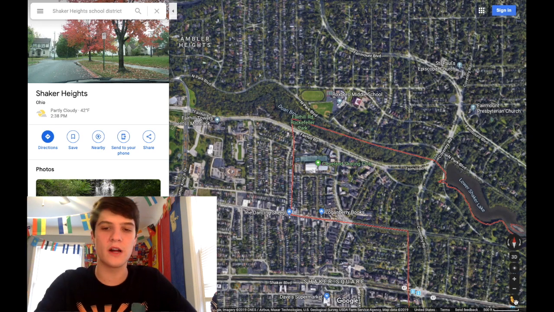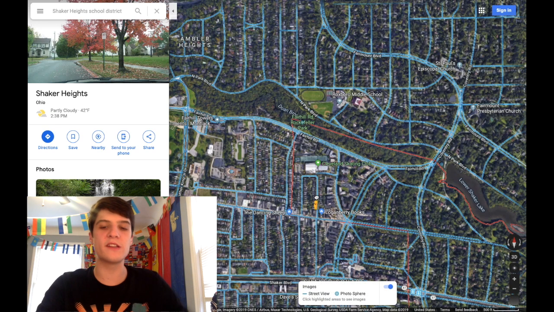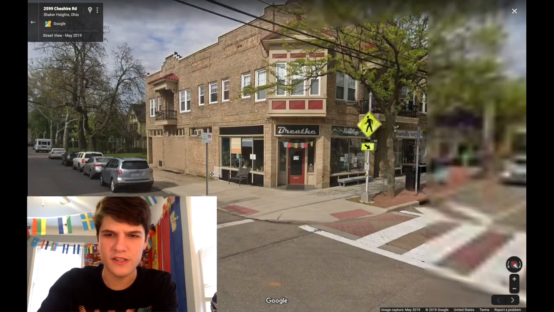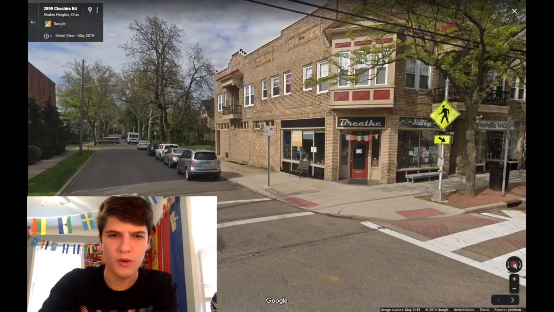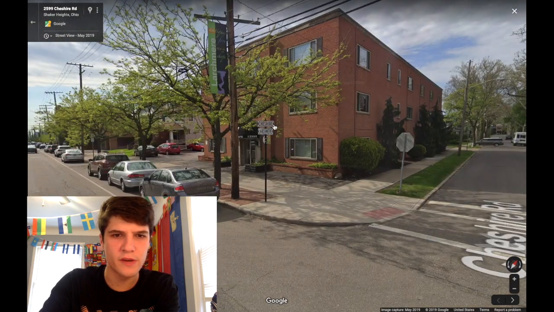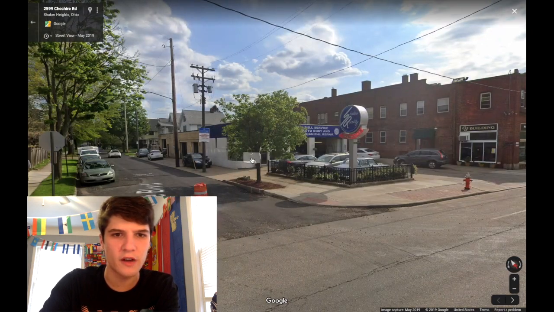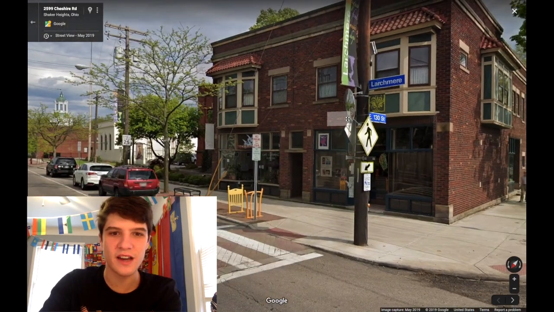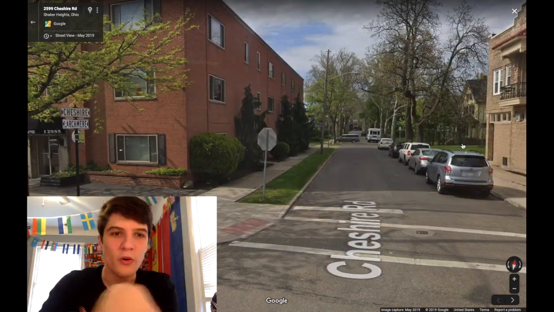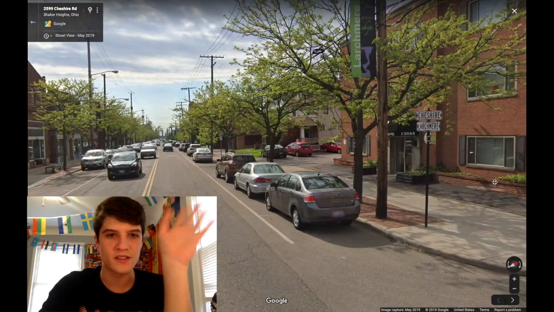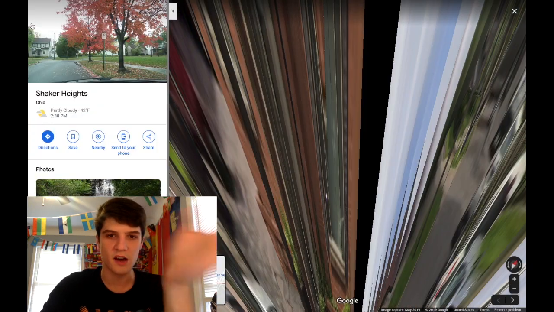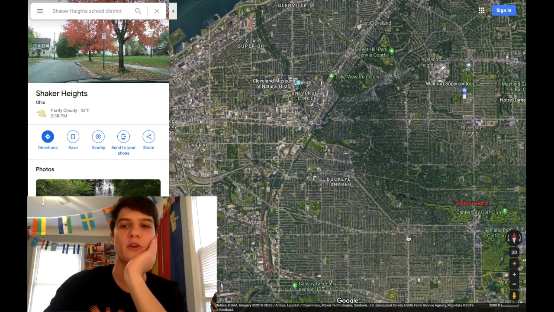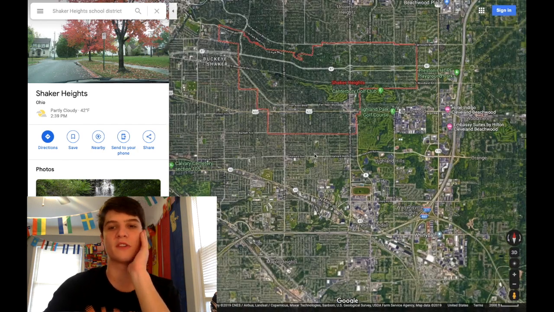If you go on Street View right here, you can see in the Larchmere shopping district right here, there's a Shaker street sign, Cheshire Larchmere. But if you go across the street, literally right across the street, it's Cleveland street signs. So Cleveland sign, Shaker sign. The only indication that you're in Shaker Heights is the street sign's colors. That's fascinating to me.